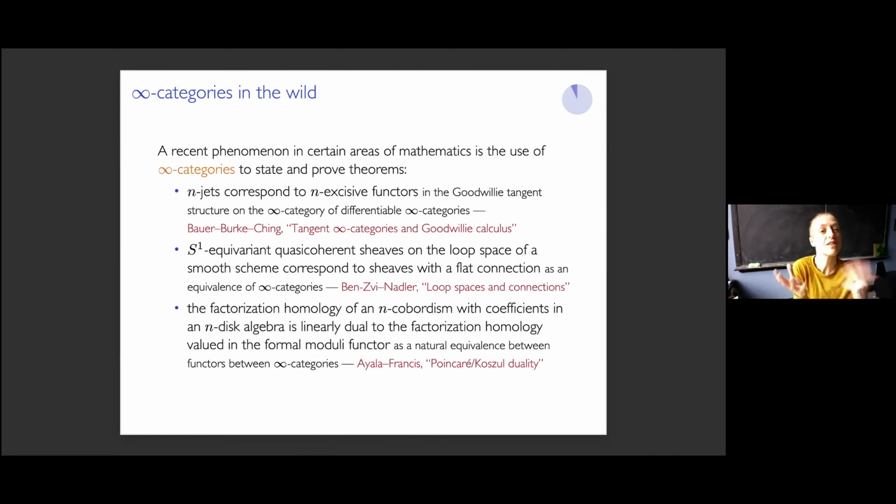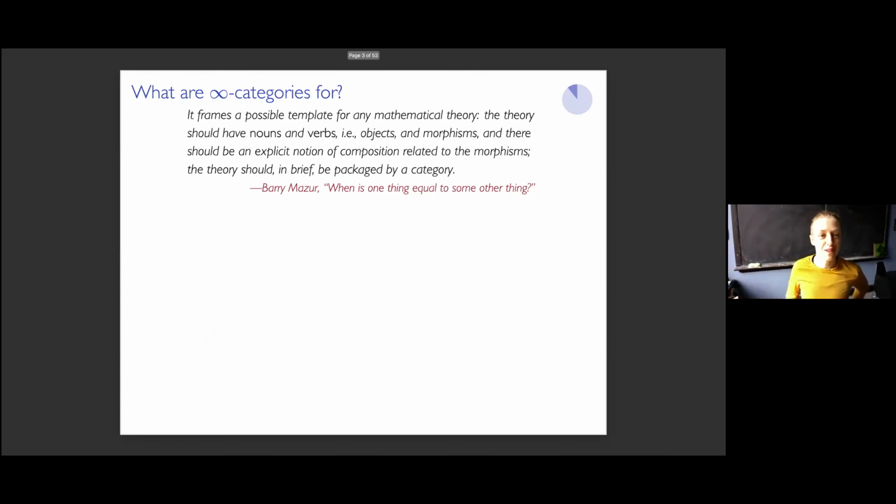So similarly, there's a Koszul sort of duality between something called factorization homology of n-cobordisms with coefficients in an n-disk algebra, that's E_n algebra, if that term's more familiar, and a dual relationship between that and factorization homology valued in the formal moduli functor. So these are, again, an instance to give a precise statement of this theorem. Even though infinity category doesn't appear in the words I just said, this equivalence is implemented as an equivalence of infinity categories.